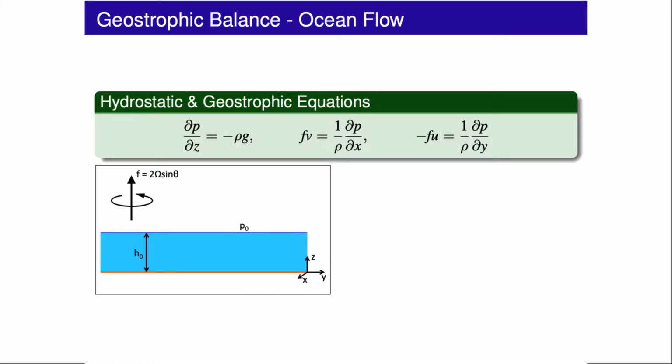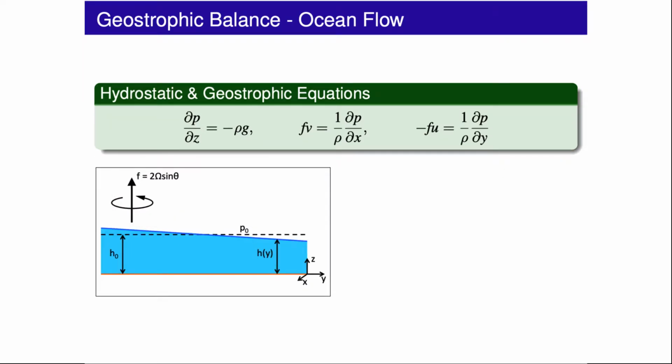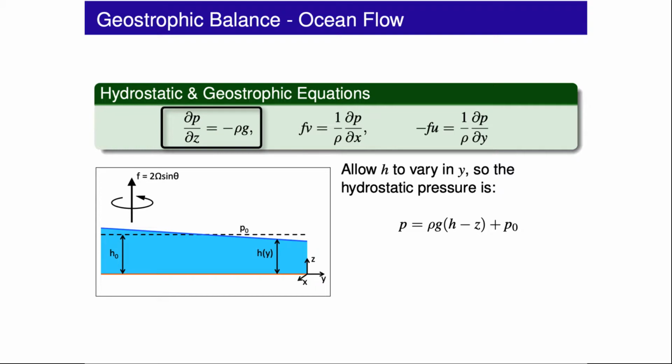Another application of the geostrophic balance can be found in the ocean. Consider an ocean in XYZ coordinates with a depth h0 and a surface pressure p0. Let's say the rotation is anti-clockwise, so we're in the northern hemisphere. Now imagine that h, the ocean depth, is a function of y, so that the free surface here slopes down towards the right. From the hydrostatic balance, the pressure anywhere in the domain is simply a function of the water depth h and the atmospheric pressure p0, which we can assume is constant throughout our region of interest.